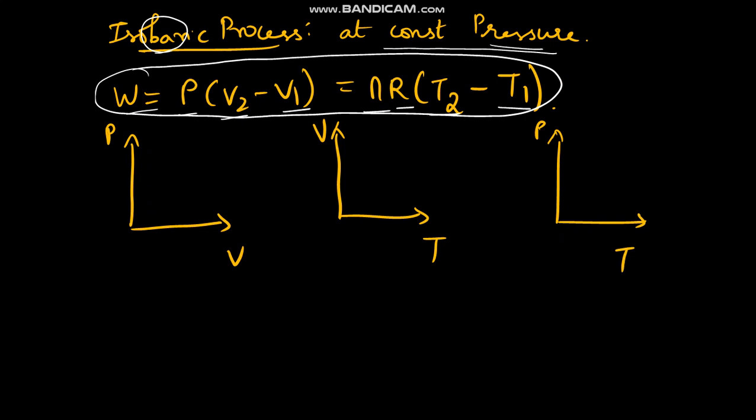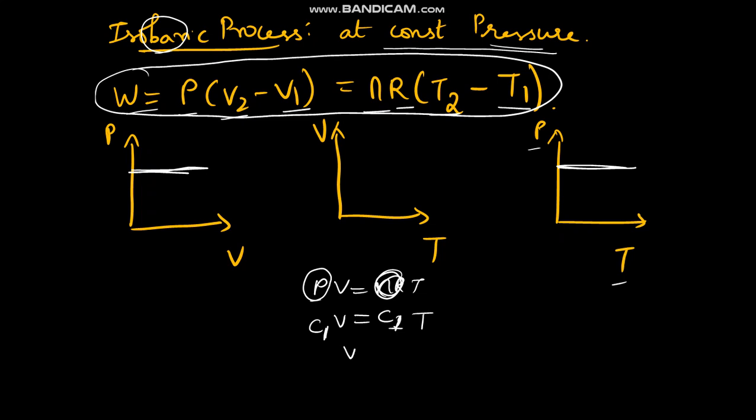So constant pressure, so along the pressure there will be a straight line. Along the third graph, the PT graph, also along pressure there will be a straight line. For the VT graph, PV is equal to nRT. This nR is a constant. Isobaric means pressure is constant, name it as constant 1. So volume is equal to constant 2 divided by constant 1 into T. So volume is directly proportional to temperature. So it is a straight line for an isobaric process.